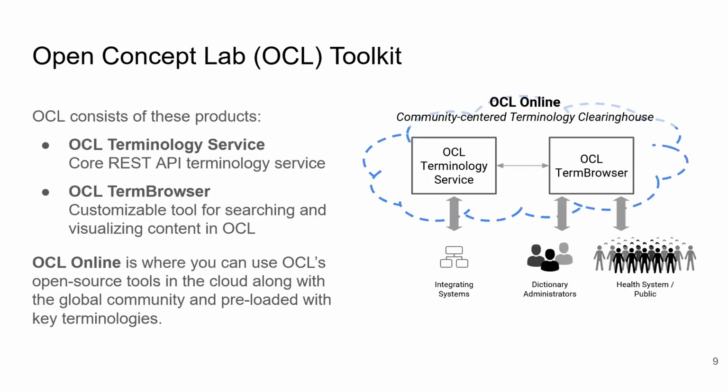So OCL's toolkit is made up of two primary products, one of them being the core terminology service, the more technical backend piece. This is where the content is stored and becomes API accessible. And then the term browser is more of the front-end user-facing piece. It visualizes the content and makes it browsable for users. Now, these two tools come together in OCL Online, and this is a place where key terminologies are readily available for use in the cloud. I'll be touching upon all three of these in these sessions, so we'll just get a little bit more into detail.